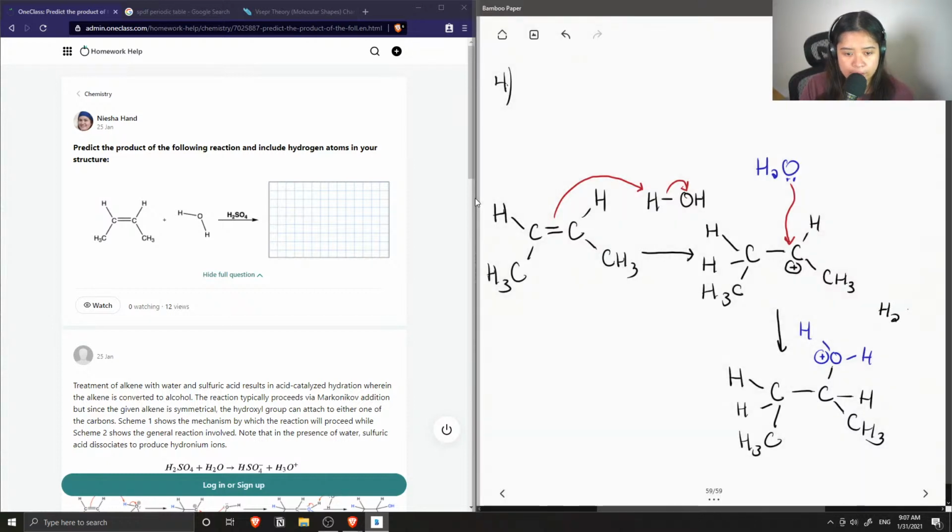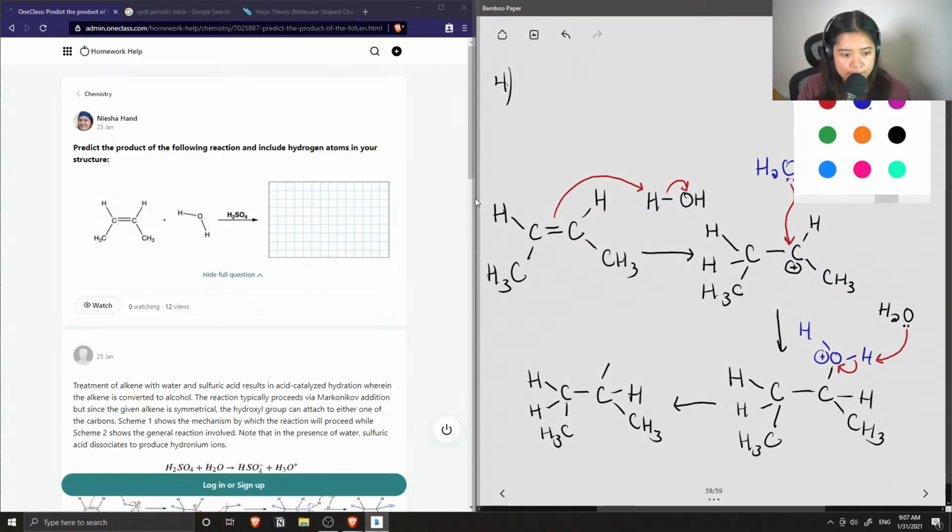But another water molecule can come in and deprotonate this OH, like so, to form our final product, which now has an alcohol group on one of the carbons, like so.